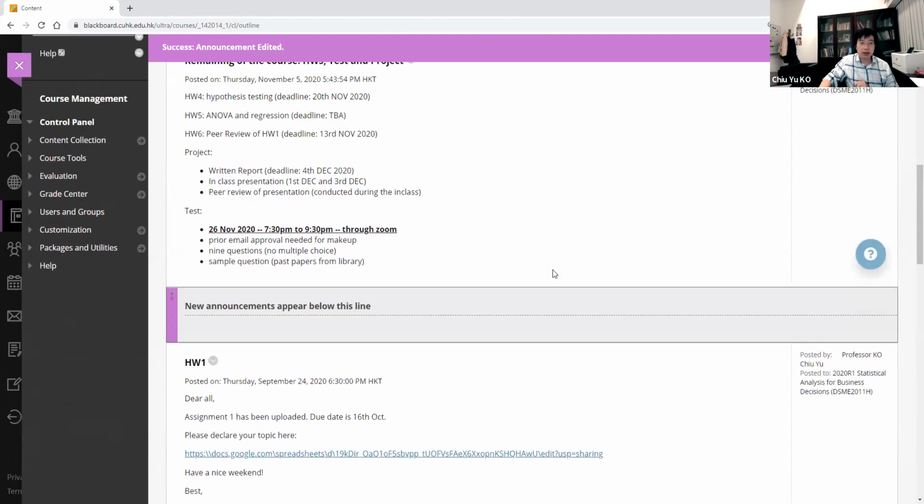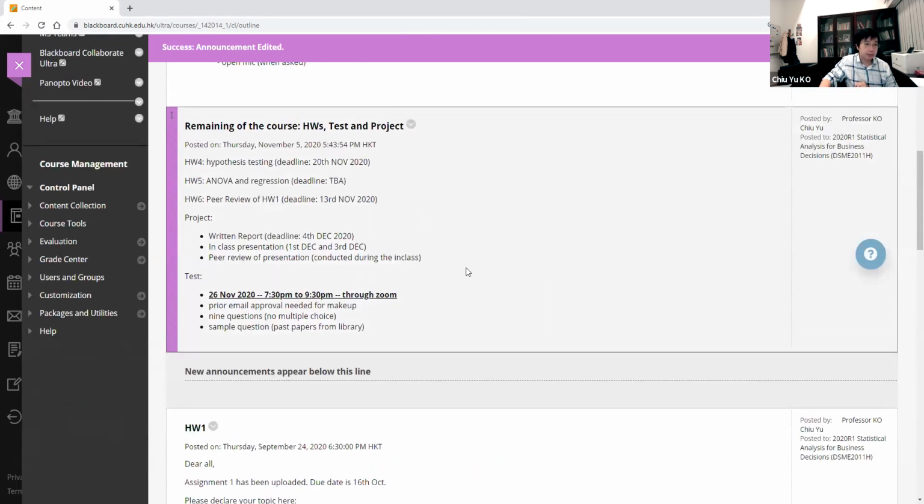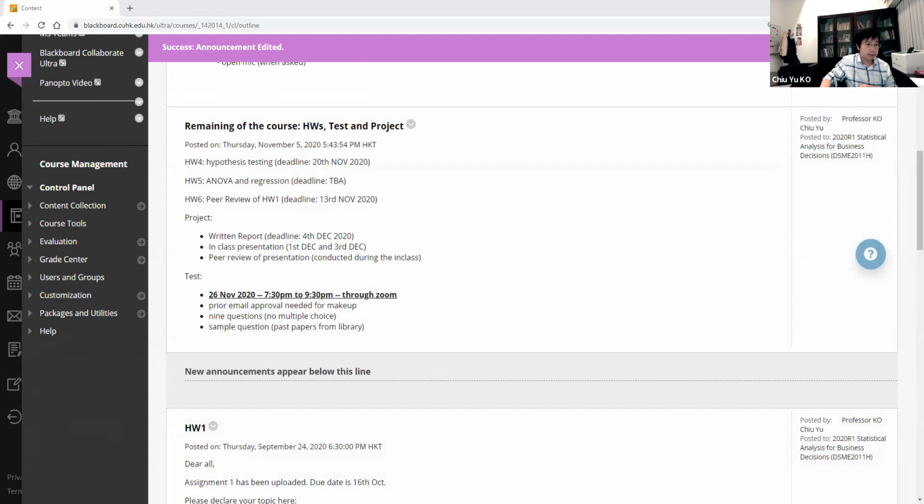It's similar to assignment 1. Assignment 1 is focusing on descriptive statistics, right? Now we are talking about statistical analysis.